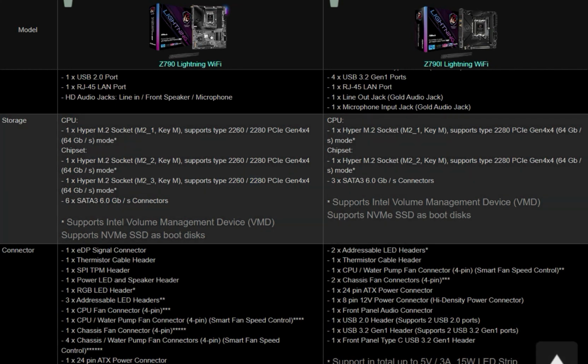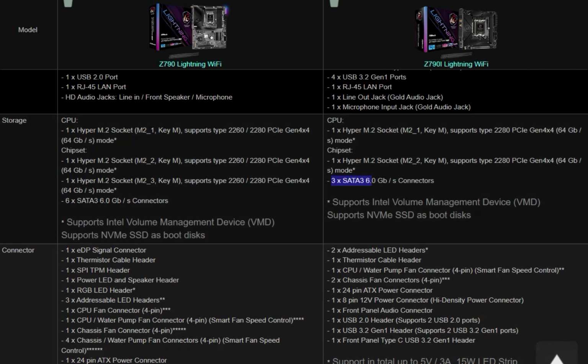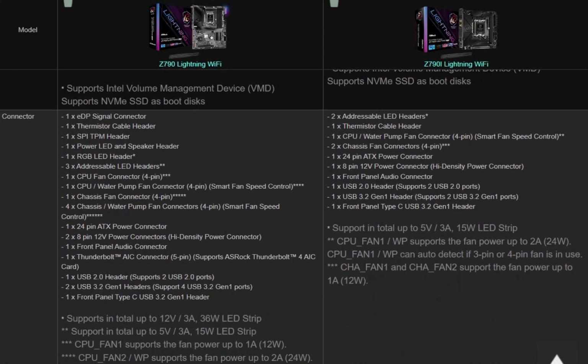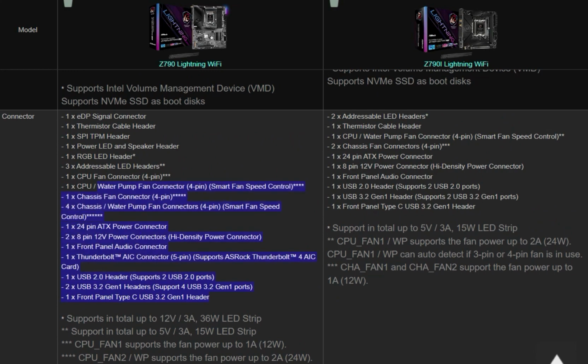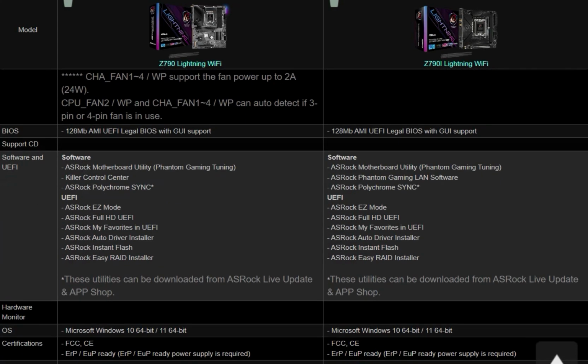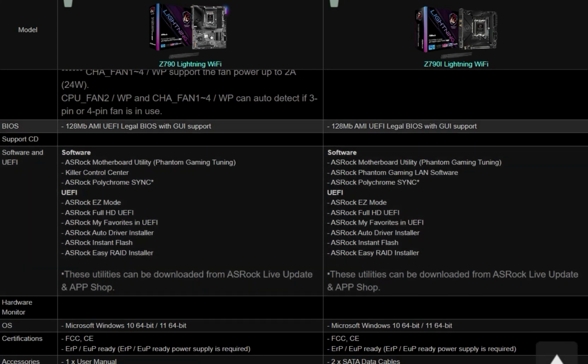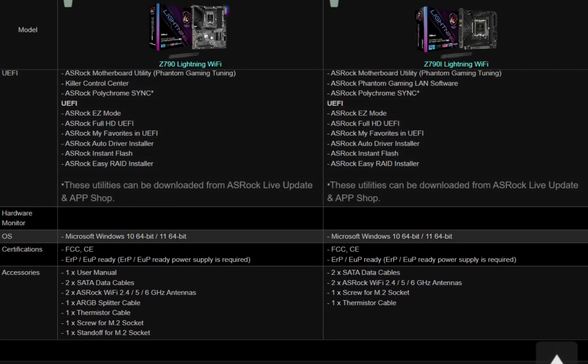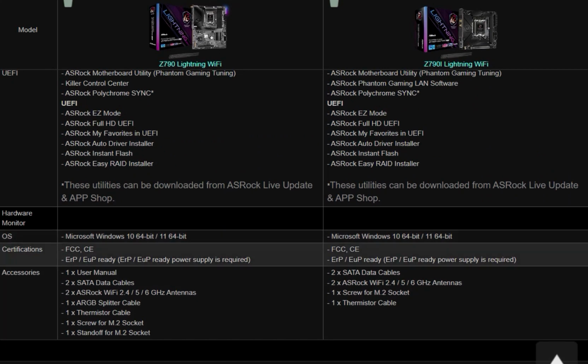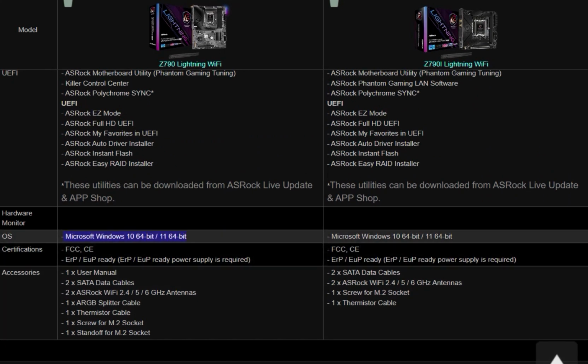6x SATA 6 Gbps, and that is 3x SATA. This is a converter, so that is not important, you can check. And this is BIOS 128 MB, and this is the same software and online. This supports Windows, both the same, Windows 10 64 bit and 11 64 bit. So thank you guys.